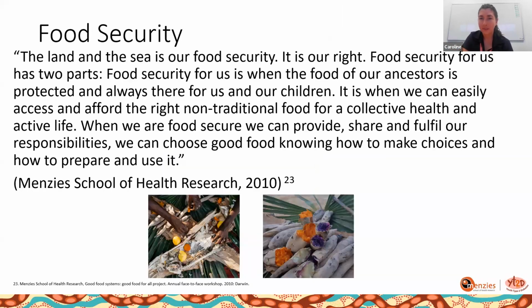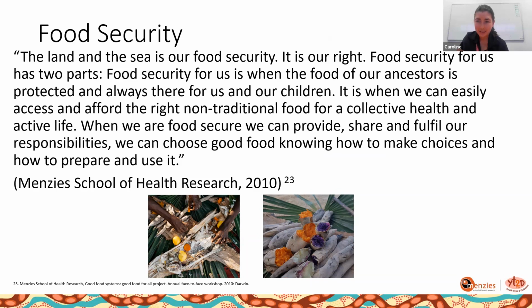So one of the main considerations is food security. This is a significant barrier to people being able to achieve an optimal diet. On the slide is a definition of food security developed by members of several remote Aboriginal communities throughout Australia. The land and the sea is our food security. It is our right. Food security for us has two parts.